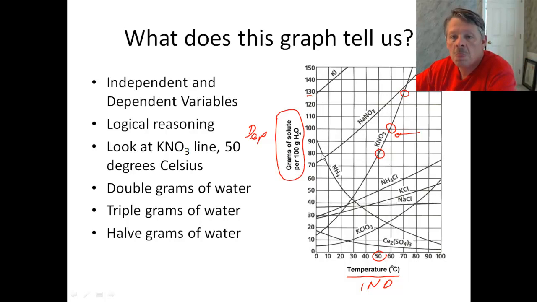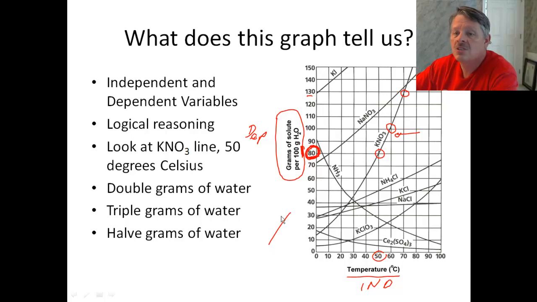What happens if I have twice as much water? Well, let's go back to this 50 degrees Celsius thing. At 50 degrees Celsius, I dissolve 80 grams of KNO3 in 100 grams of water. Well, if I have twice as much water, then I would dissolve twice as much stuff, or 160 grams. If I had 3 times as much water, I dissolve 3 times as much, or 240 grams. If I had half the amount of water, I'd only dissolve 40 grams.